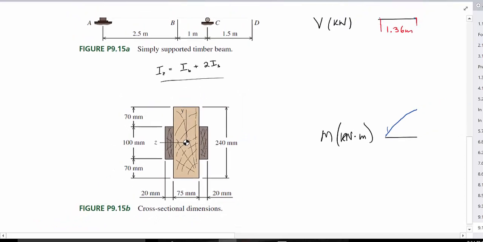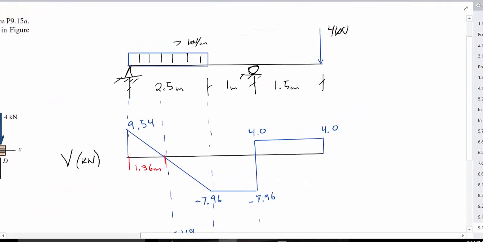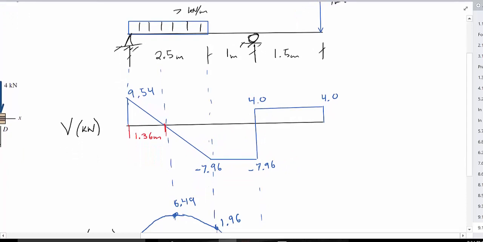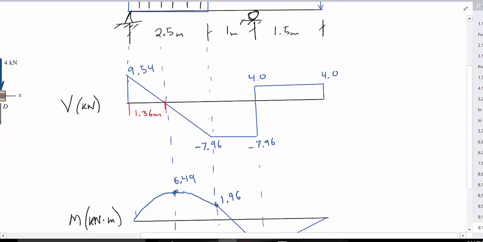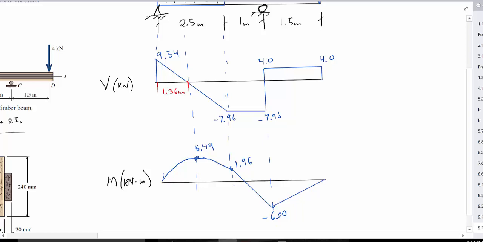So the first step that you should do, and I've already done it, is go through and draw your diagram or a free body diagram, determine your external reactions, and then draw your shear and moment diagrams. The purpose of this is so that we can see what the maximum shear is going to be, and the maximum moment. Okay?